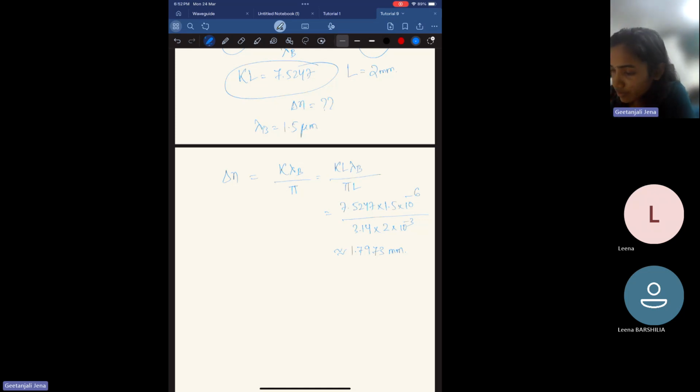So now the difference will be 2 times delta n, which is 2 times 1.7973. This will come around 3.5928 millimeter, or 3.6 millimeter.